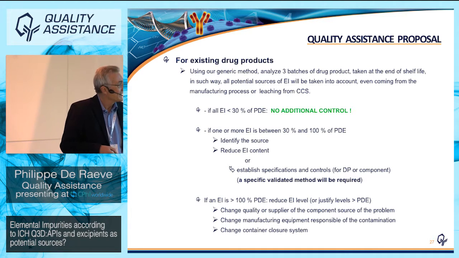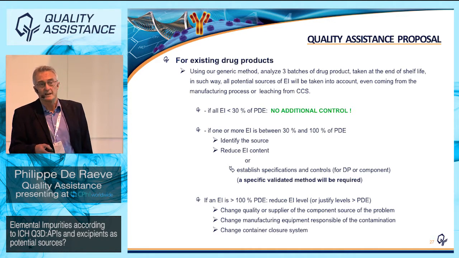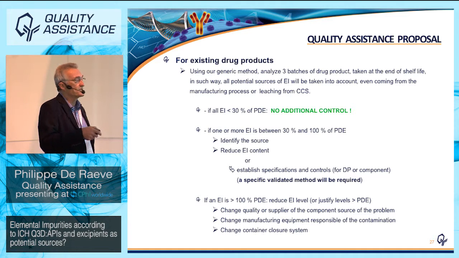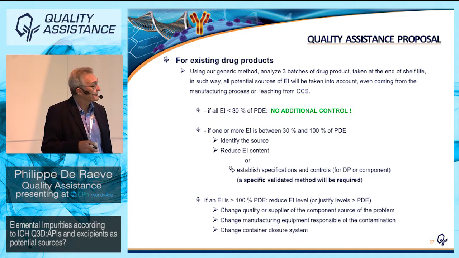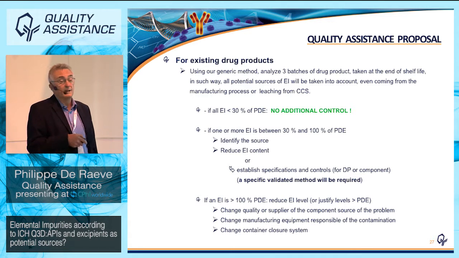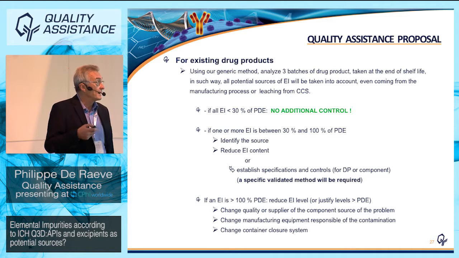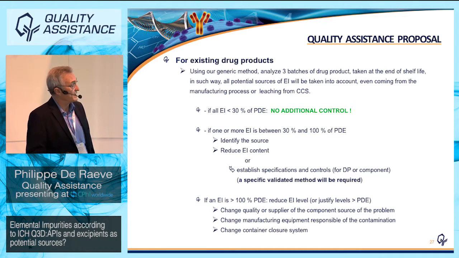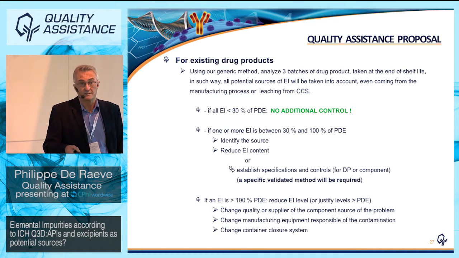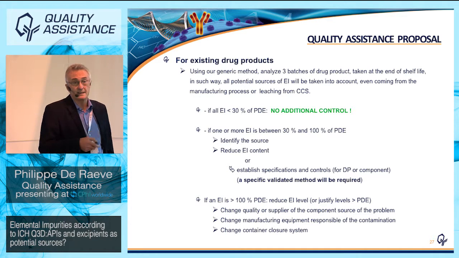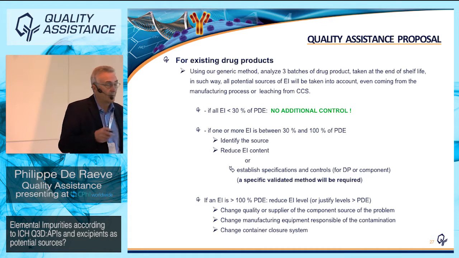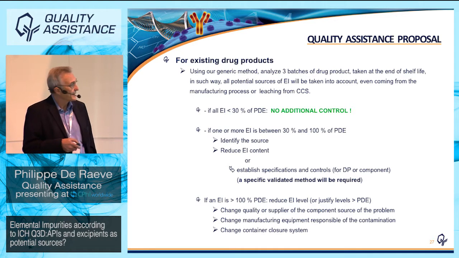That's all. If one or more elemental impurities is between 30% and 100% of the PDE, then try to identify the source and reduce the elemental impurities. Or you will have to establish specifications and controls. In that case, a specific validated method will be required.